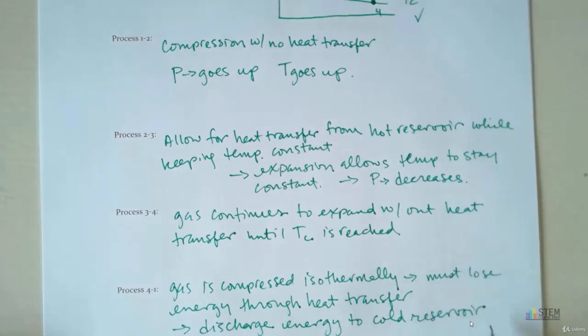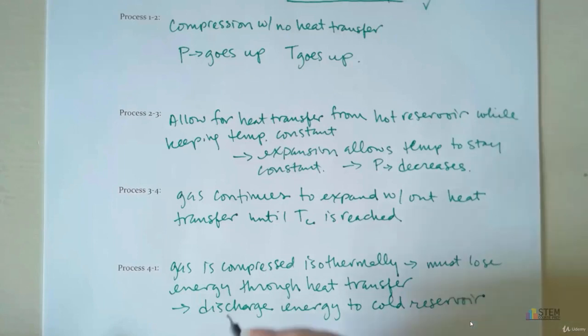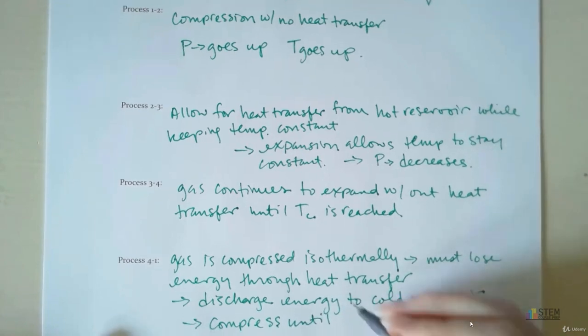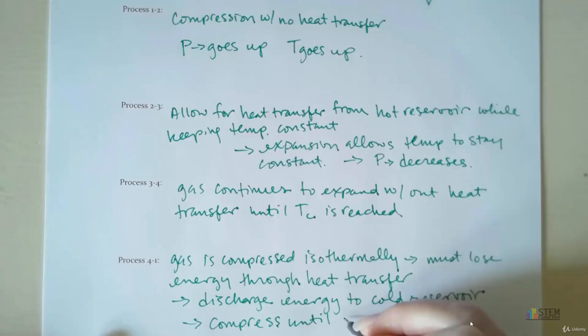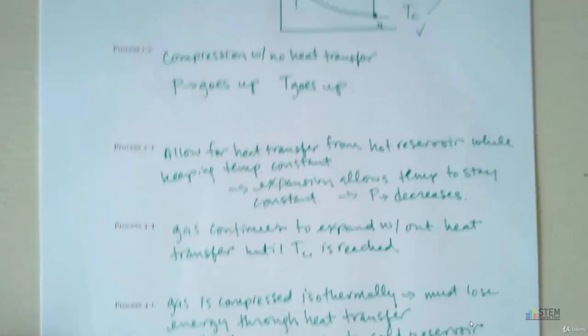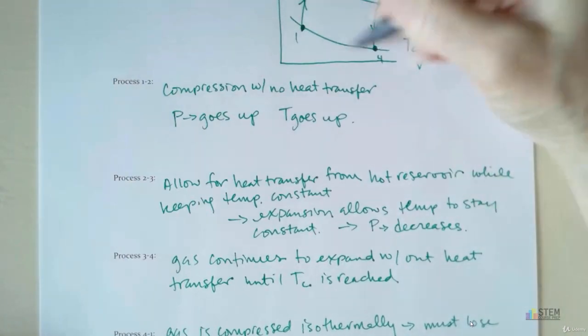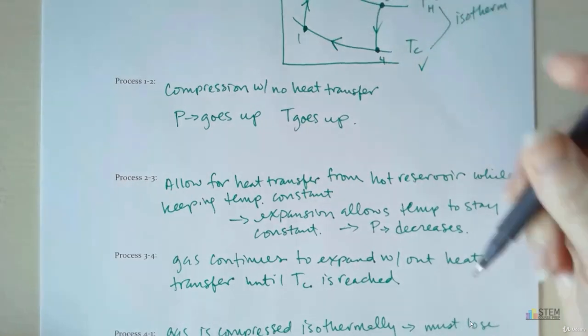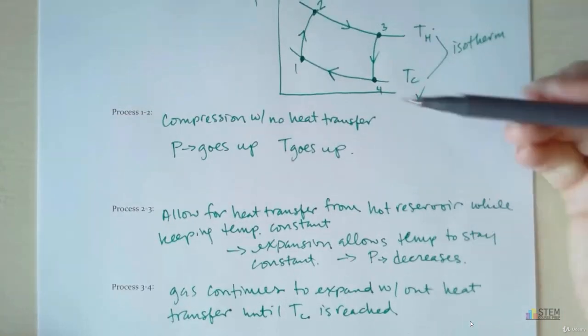Okay, so we're getting rid of energy, we're sending it to the cold reservoir, and we're going to have compression until we get back to our original pressure that we had at state 1. So we'll compress until we reach P1. Then if you go back to the drawing, you just go from 4 back to 1. So that's kind of what it looks like on the PV diagram.